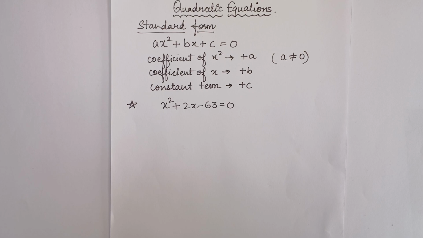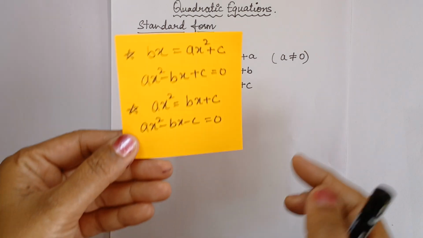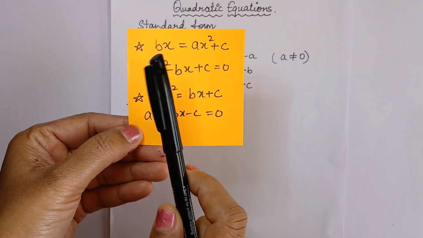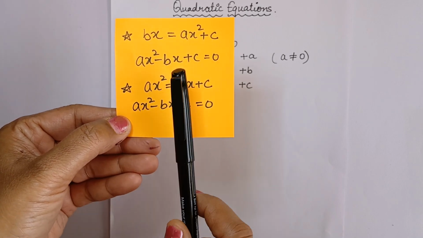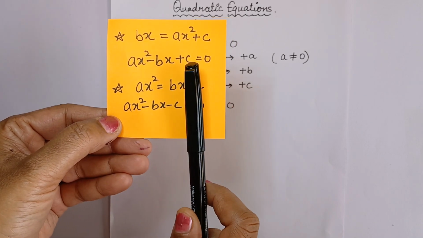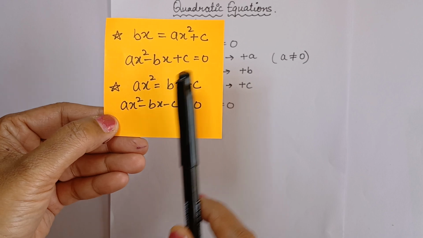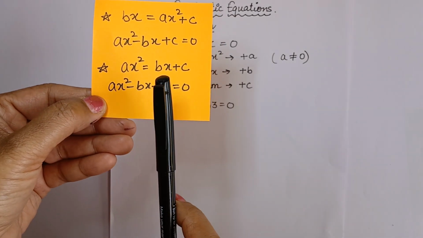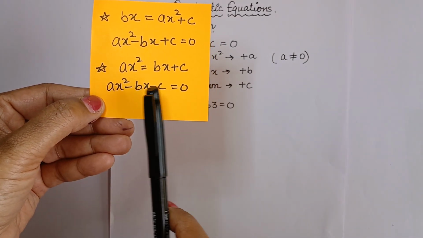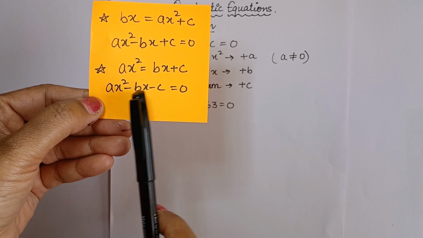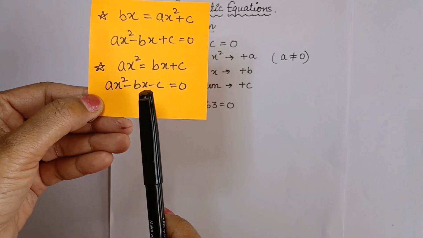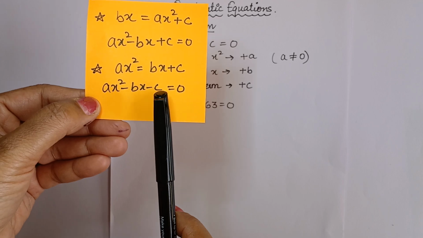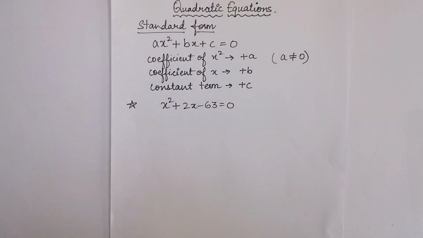If it is not given in the standard form, first we need to convert it into the standard form. Like this you can see. If the equation is given in this form, I will shift bx to that side: ax square minus bx plus c is equal to 0. Similarly, here ax square is equal to bx plus c. I will shift these two terms here to get a standard form of quadratic equation. First term is of x square, second term is of x, and the third term should be constant.